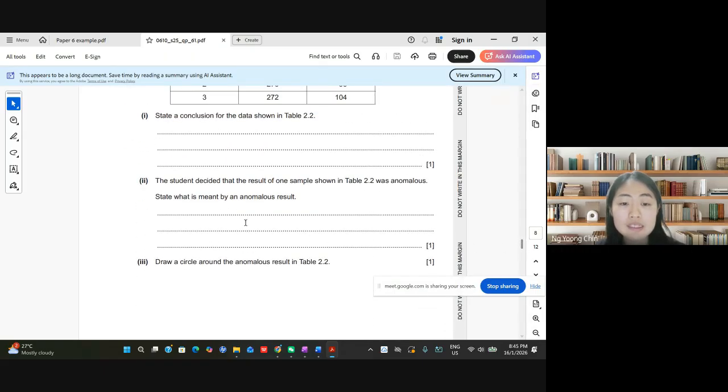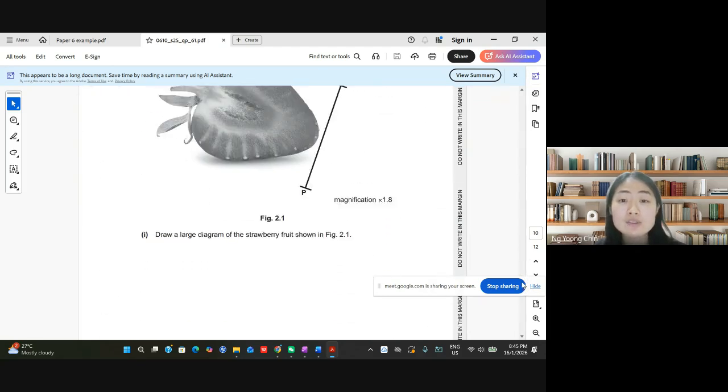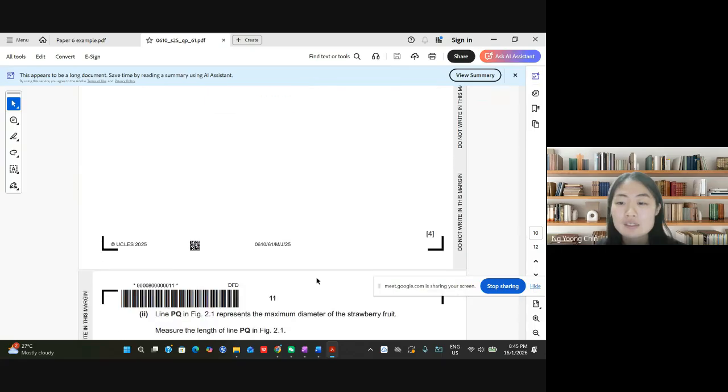So see, what is meant by an anomalous result? They ask you about this one. The result which becomes the outlier. Okay, you try to do this by yourself and then drawing also. They will come out with the drawing, 4 marks.